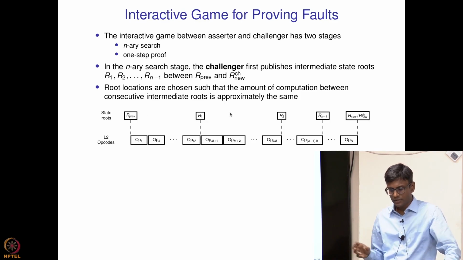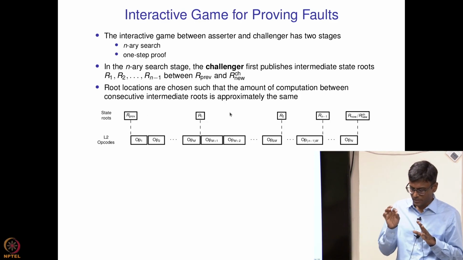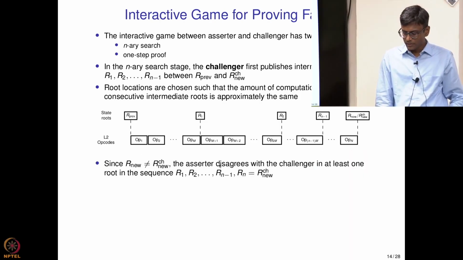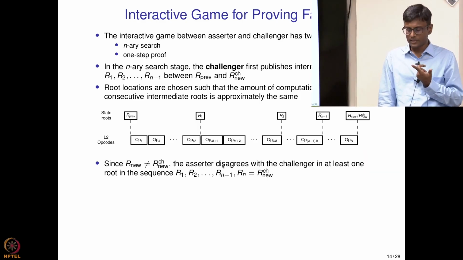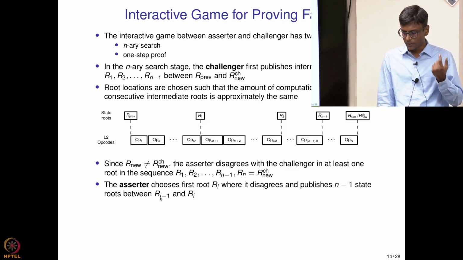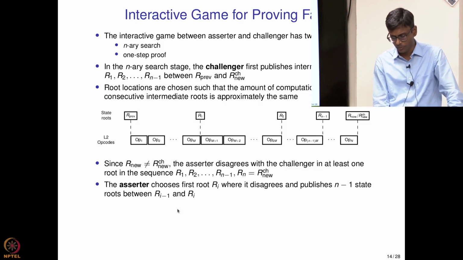So either they disagreed in the last state root or they disagree in some previous state root. Both the challenger and the asserter are trying to find out where the disagreement first occurs. And the root locations are chosen such that the amount of computation is almost equal in all these batches. There is at least one state root where they disagree, and there will always be a first. So the asserter will choose the first root where it disagrees with the challenger, and it will publish n-1 state roots between that and the previous one. So let us say Ri is the first state root where they disagree, then it will choose the previous one, Ri-1, and it will publish n-1 state roots between them.